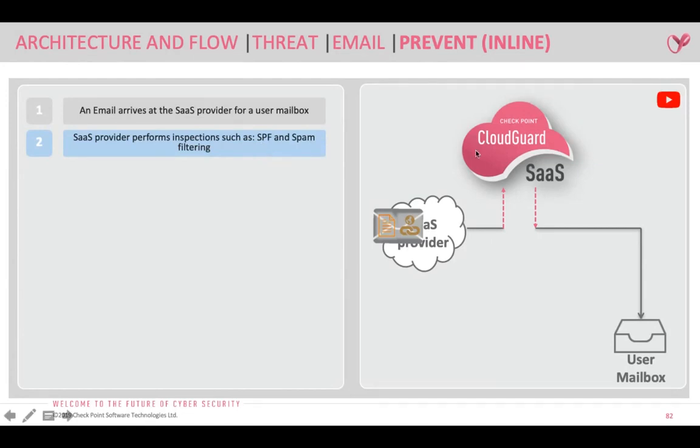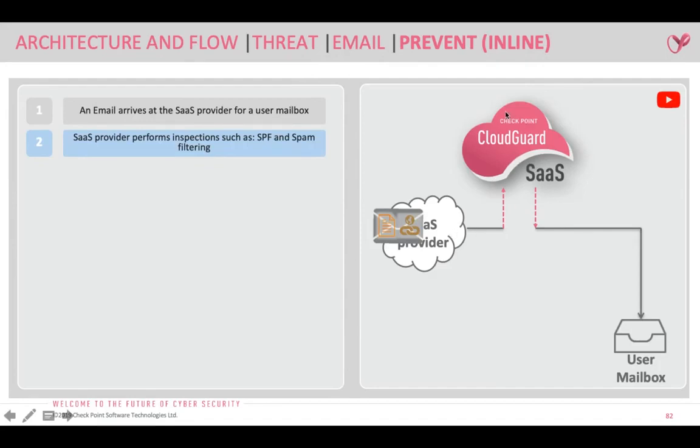So this is your CloudGuard SaaS, and this is your SaaS provider, and then you have performed an API-based integration between these two. And this is your user mailbox. So this is an example of an email. When an email is being sent from the end user, mail arrives at the SaaS provider first for a user mailbox, where the SaaS provider performs inspections such as SPF and spam filtering, which it is capable of doing, of course. From there, once the spam filtering and SPF check is performed, through the API calls, it is going to forward that mail to the CloudGuard SaaS.